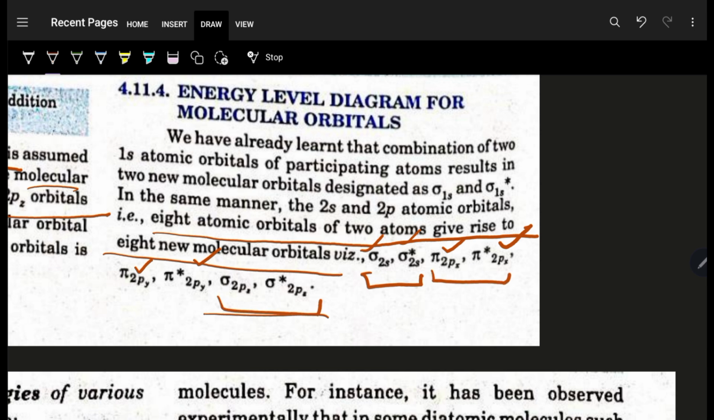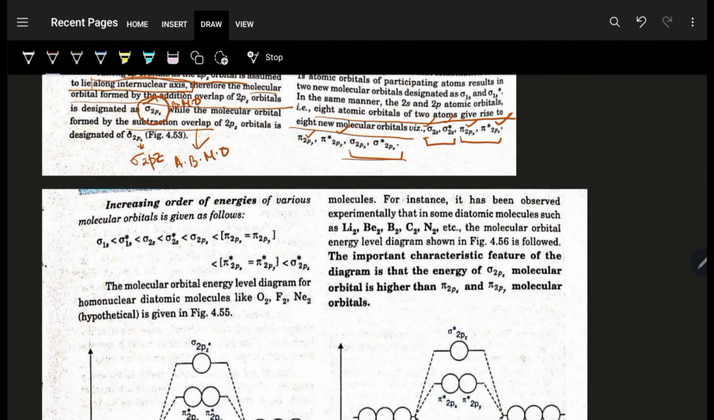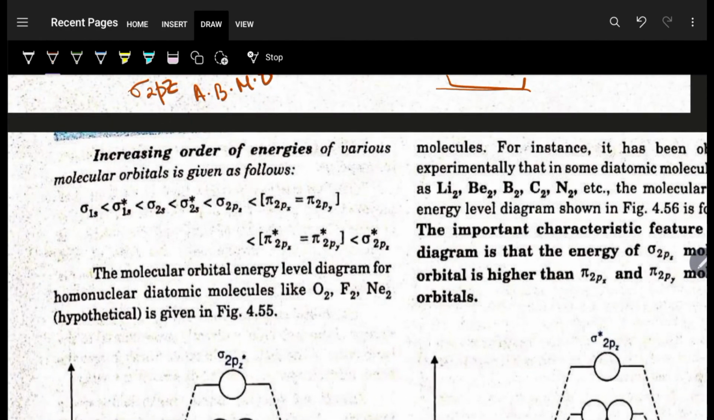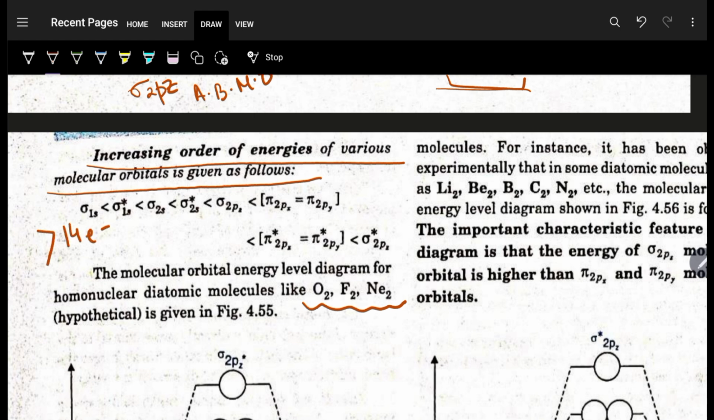So you may think that, ma'am, here there is a sigma bond formation, next there is a pi bond formation, and again there is a sigma bond formation. This is as per the energy order of the molecular orbitals obtained, and the increasing order of the energies of various molecular orbitals is like this. But this molecular orbital energy diagram is for oxygen, or F2, O2, Ne2. That means what? They are having greater than 14 electrons in total. Oxygen has greater than 14 electrons.